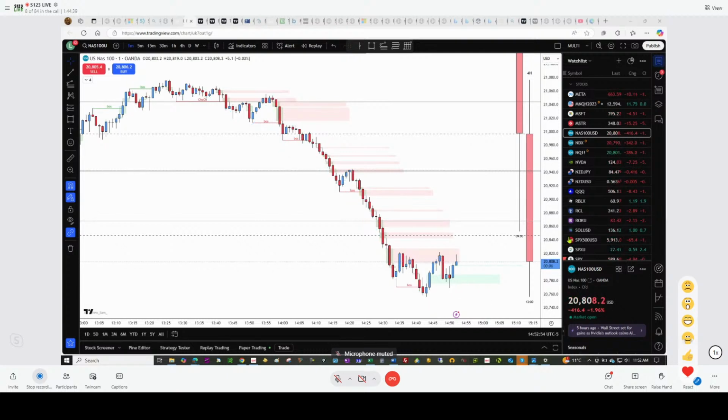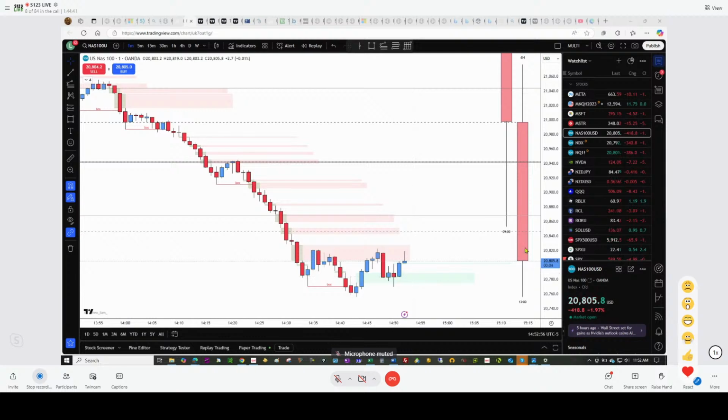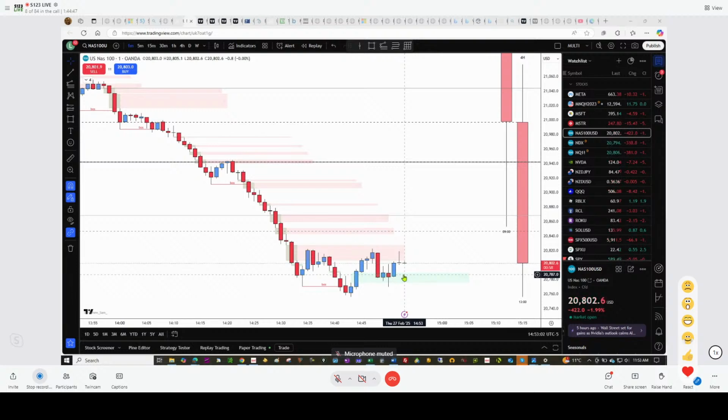So let's see if I can get a trade in on this, and see how far up we can go. If I can get a pullback into this gap, you can always scalp in there too. Yeah, this is a quick scalp. Let's see if I can get a pullback into this gap right here.